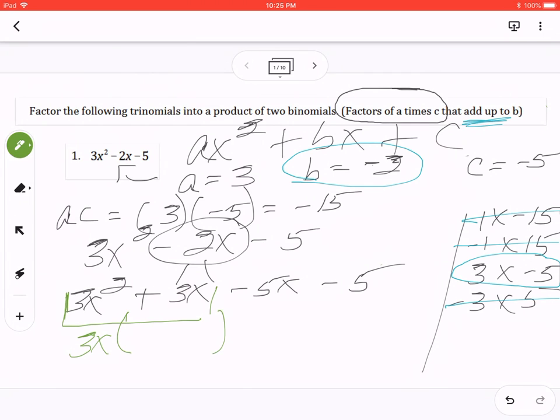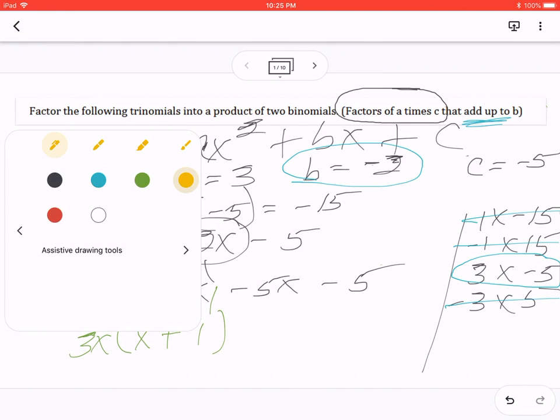Now what we have to do is divide that greatest common factor out of the terms that are in these first two terms. 3x squared divided by 3x is going to be x to the first power. The plus sign comes down. 3x divided by 3x is a 1.